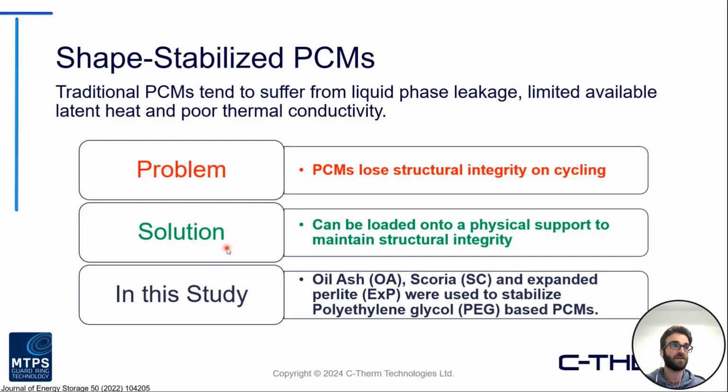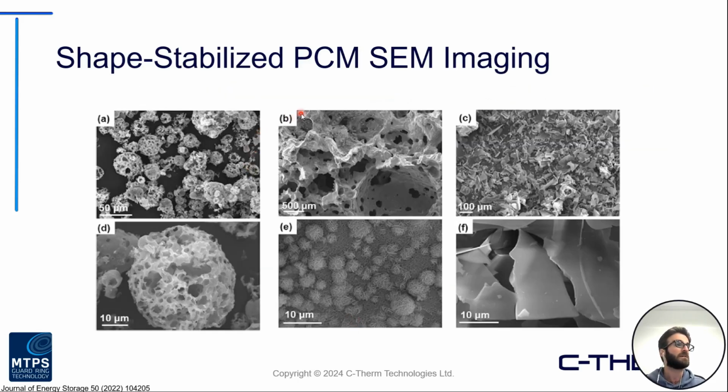So their solution here was to load their PCM onto a physical support to maintain structural integrity during the application. In this study, they looked at a few different support systems: oil ash, denoted as OA, scoria, SC, and expanded perlite, EXP. So three different systems used to stabilize a polyethylene glycol, PEG-based PCM. Let's take a look at some of their findings.